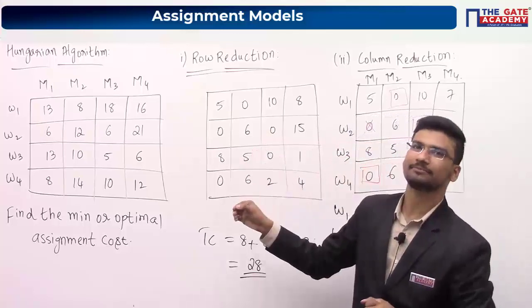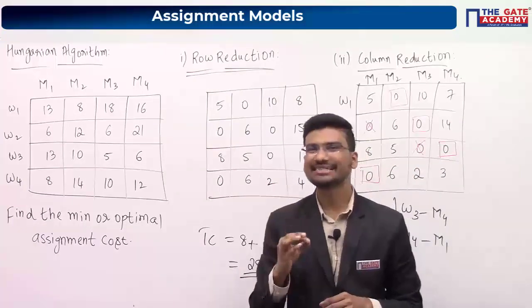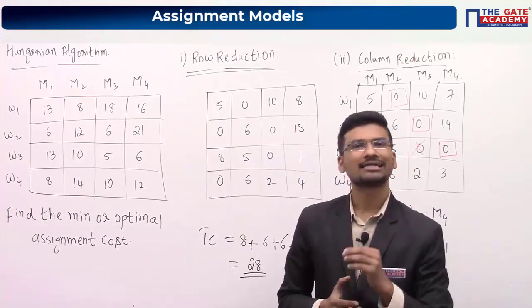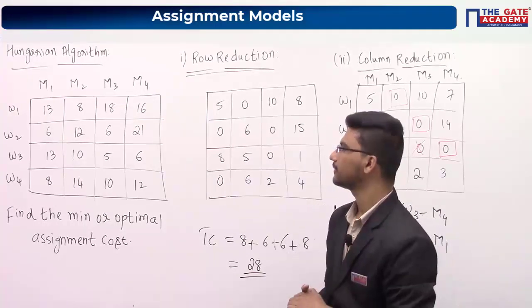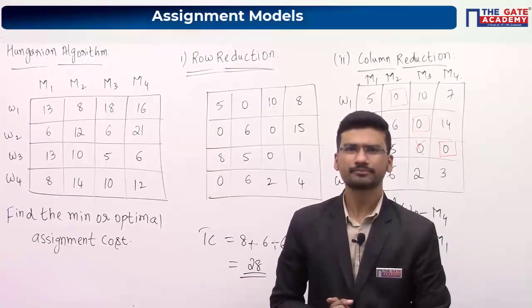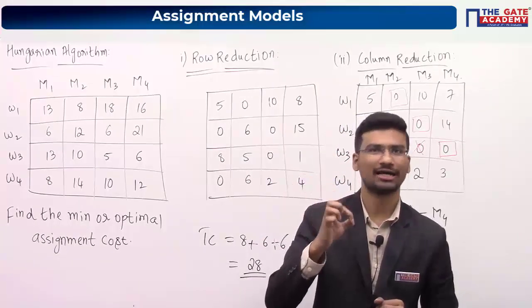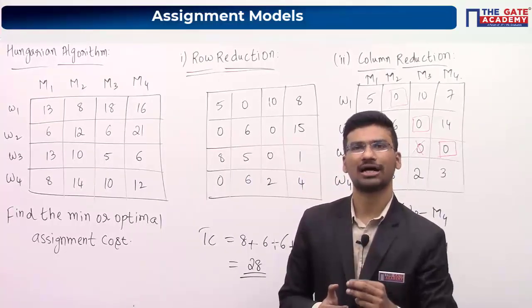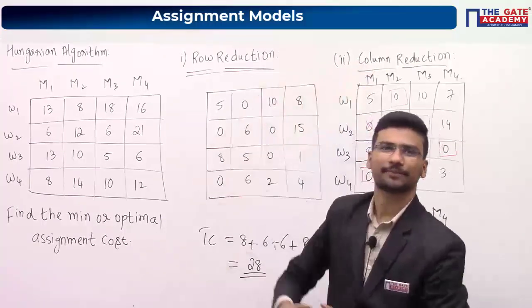Take the minimum element from each row and subtract it from all other elements. Okay. Second step, column reduction.